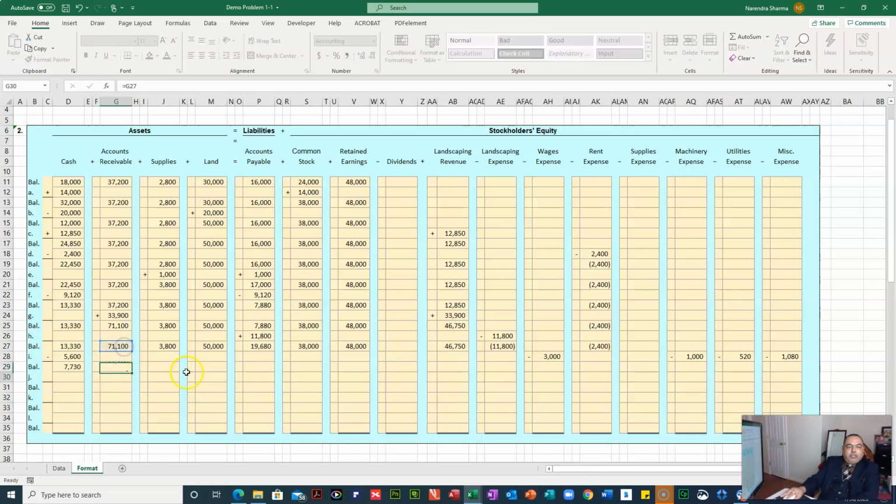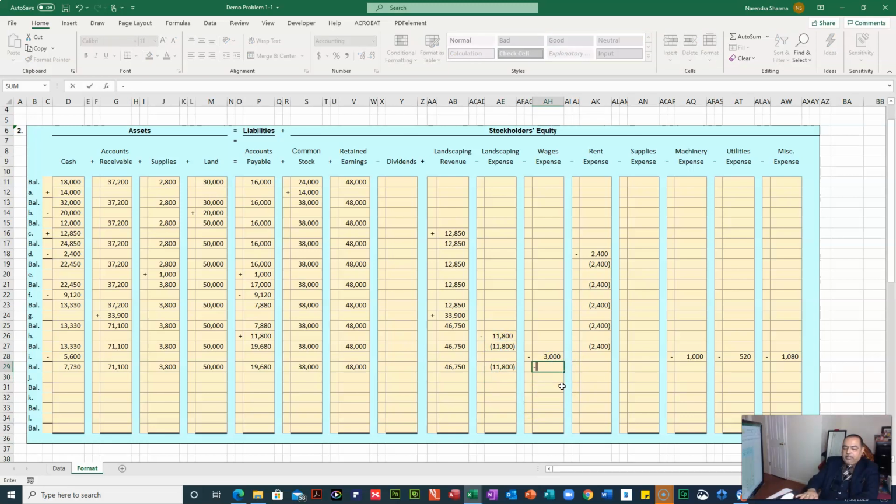Accounts receivable will not change. Supplies will not change. Land will not change. Accounts payable will not change. Common stock will not change. And then landscaping will not change. Landscaping expense will also not change.